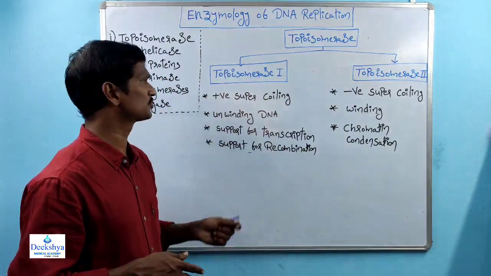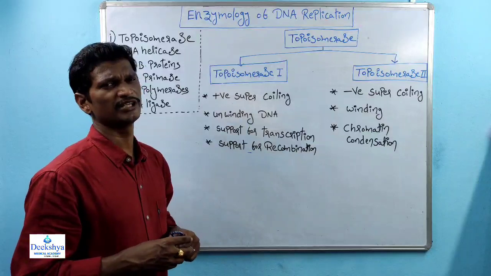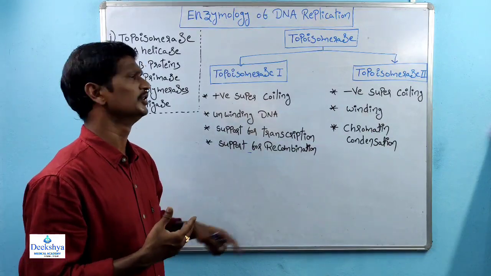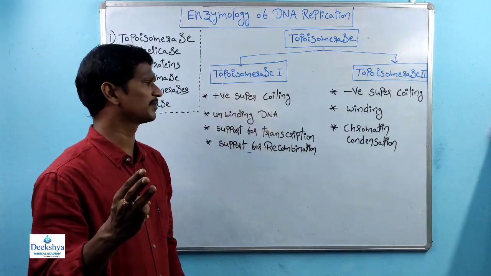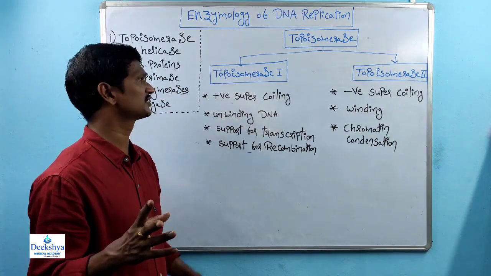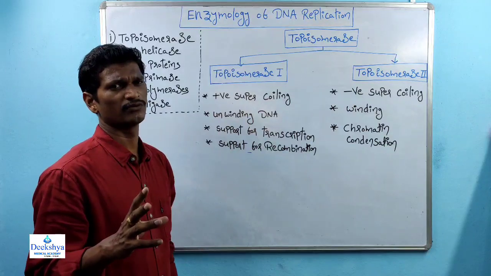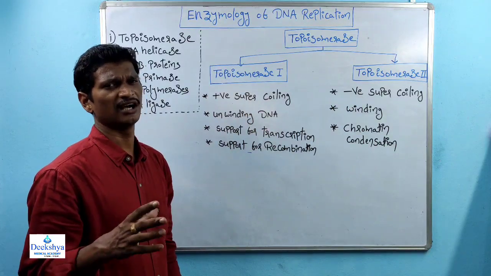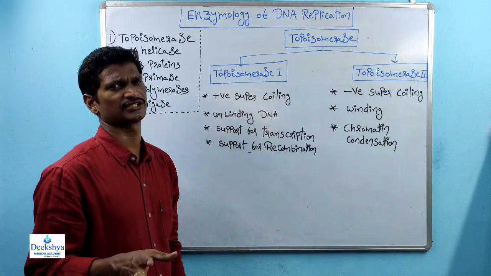So recombination is also supported by topoisomerase 1, because here there is relaxation of DNA. So in all the cases, either DNA replication, transcription, or recombination, topoisomerase 1 is involved in relaxation of DNA, or removes the helix-like structures, right?